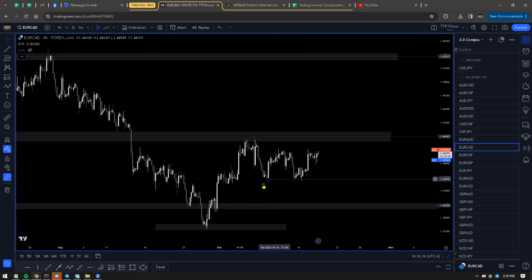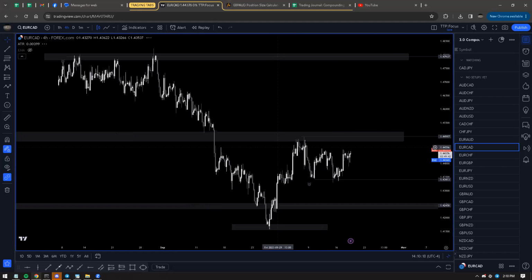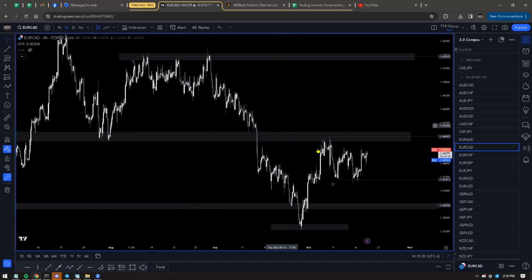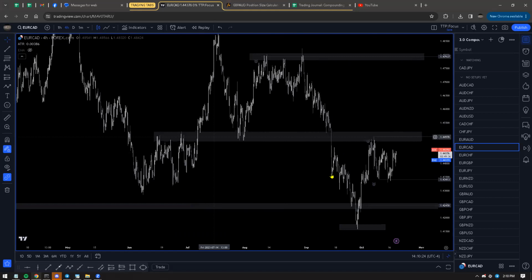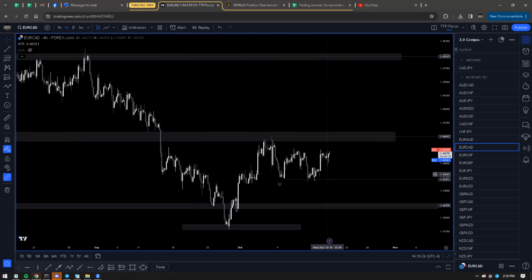Euro CAD has been bouncing from this area, and I have this high here. That is nice. We've bounced here before. It's been respected in the past. It's like, okay, cool. That's clean. If it comes into here, depending on how it comes in here will change how I decide to play it out. But this is currently what I have as the setup.